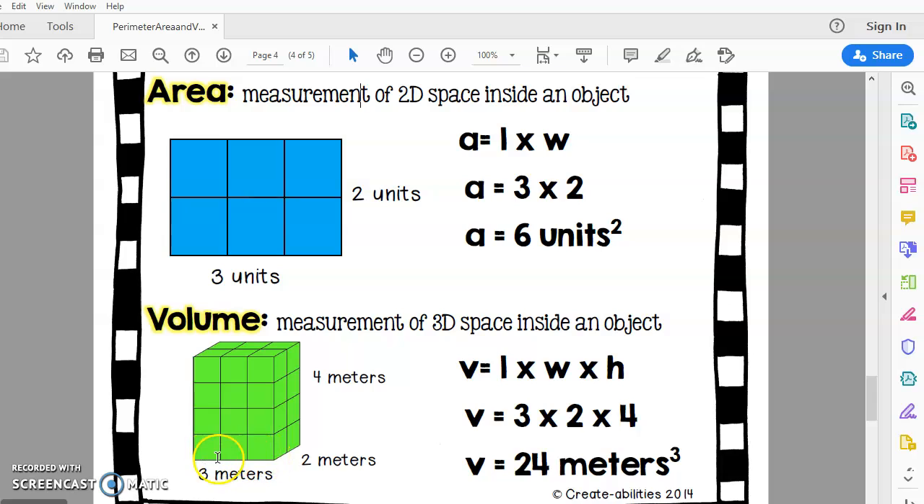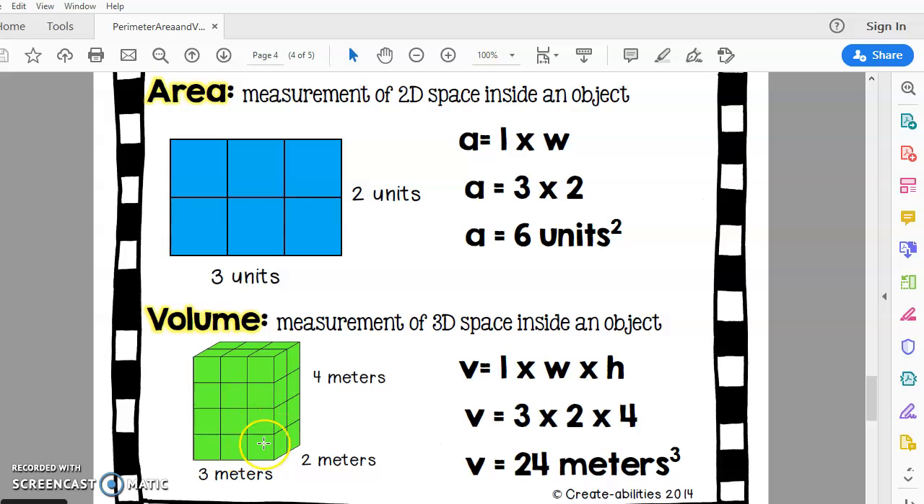Remember, it is length times width times height. So the length is this 3, how long an object is. The width is how wide it is, how many layers. And then the height is how tall it is. So 3 times 2 times 4. 3 times 2 is 6. 6 times 4, 24. So the volume of this 3D rectangular prism is 24 meters cubed.